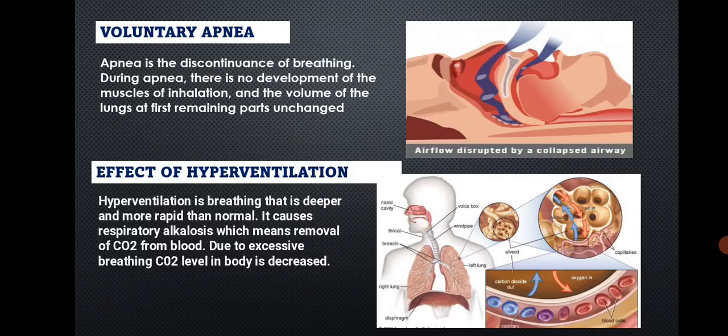Effect of hyperventilation. Hyperventilation is basically breathing which is deeper and more rapid than normal. It also causes respiratory alkalosis, which means removal of carbon dioxide from the blood. It means that when a person is hyperventilating, there is also a change in the respiratory rate of that person.